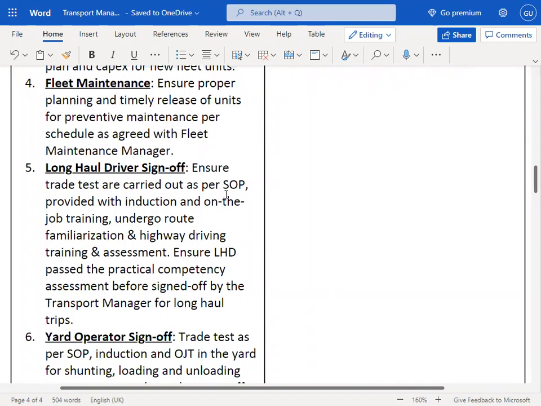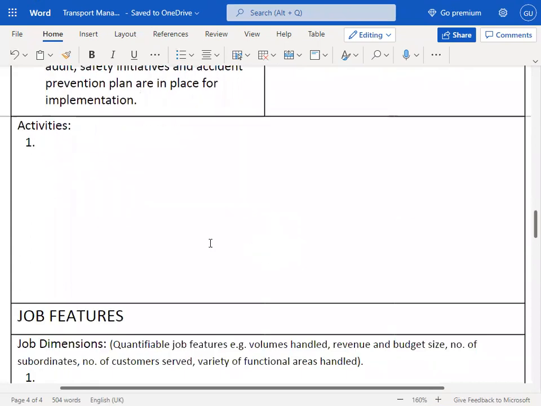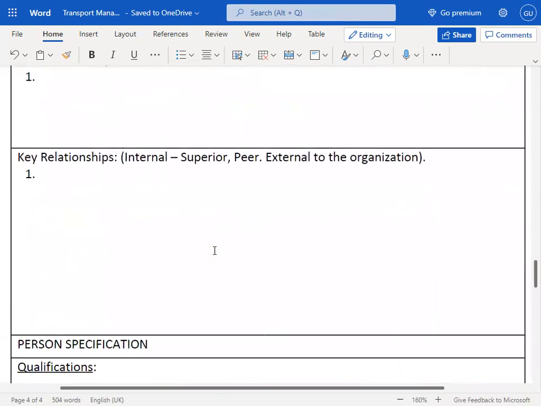Long haul driver sign off. Ensure trade tests are carried out as per SOP, provided with induction and on the job training, undergo route familiarization on highway driving and training and assessment. Ensure long haul drivers pass the practical competency assessment before sign off by the transport manager for long haul trips. As for the yard operator, sign off trade test as per SOP, induction and OJT in the yard for shunting, loading, and unloading activities, practical test, then sign off by the transport manager for yard duties. And last but not the least, health and safety programs. Ensure health and safety programs such as safety inspection, training, risk assessment, audit, safety initiatives, and accident prevention plan are in place for implementation.